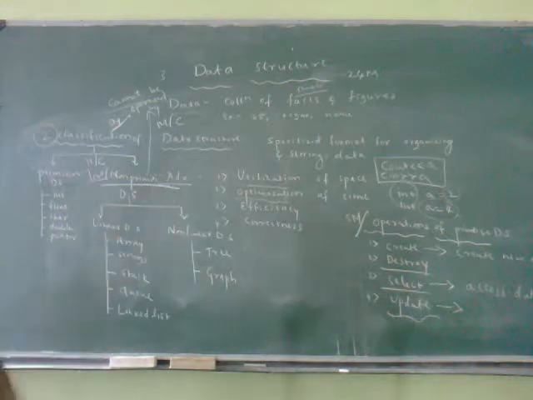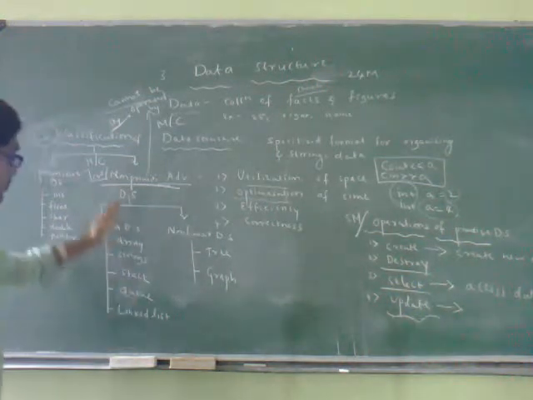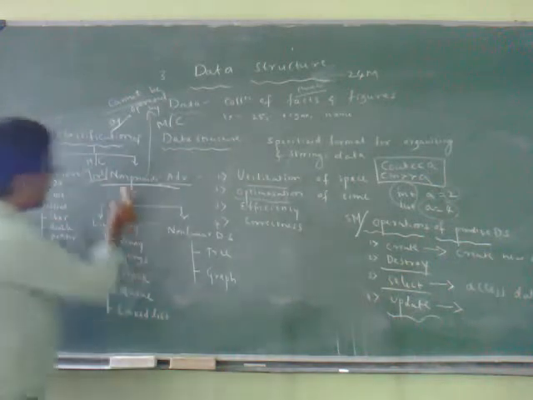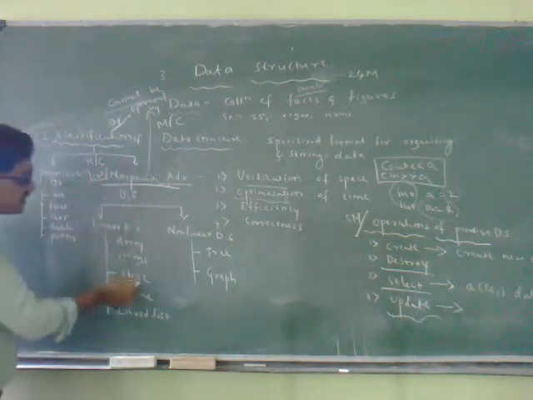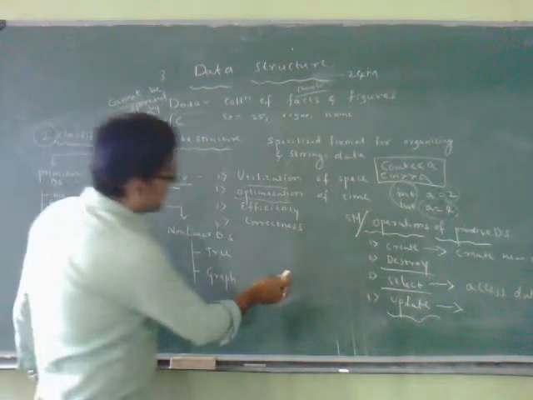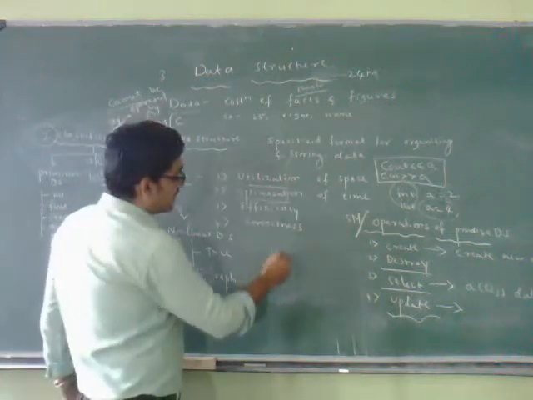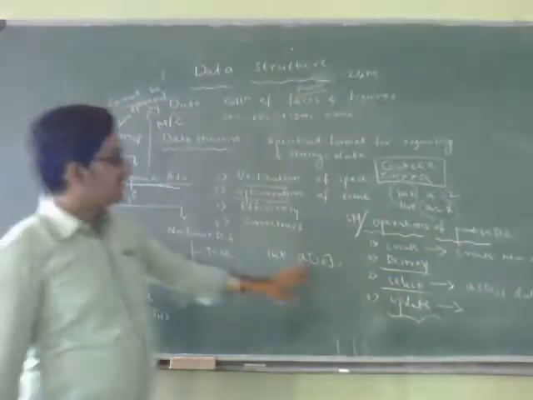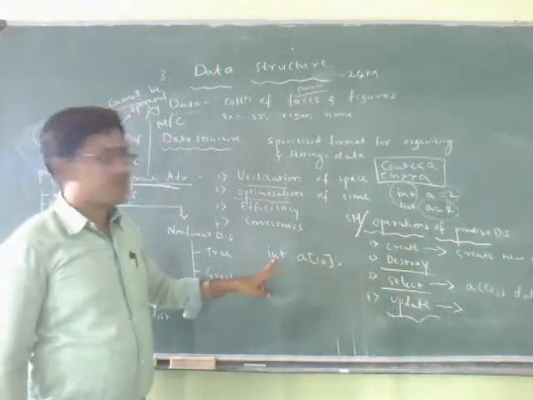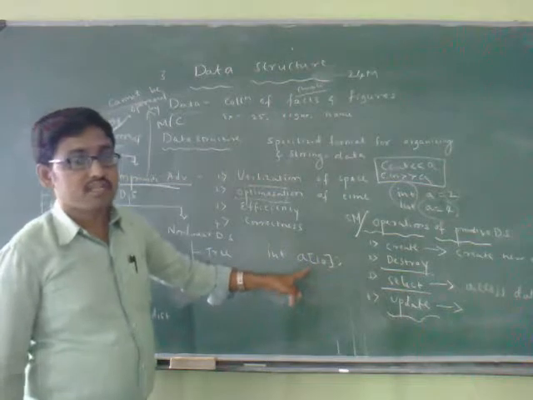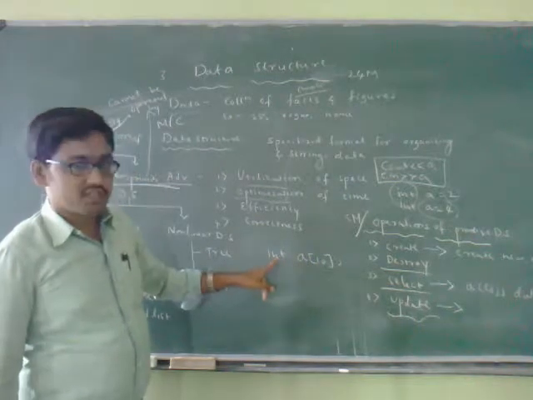If you want to use non-primitive data structures, you can use primitive data structures. For example, non-primitive data structures are array, string, stack, queue, linked list. You know how to declare an array, int a[10]. Array is a non-primitive data structure. It is derived from primitive data structures.